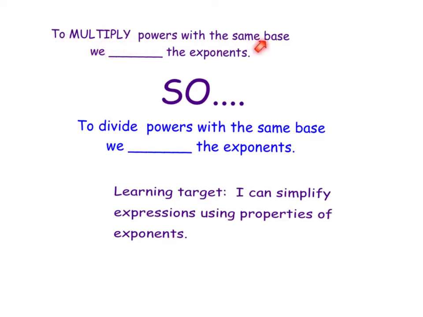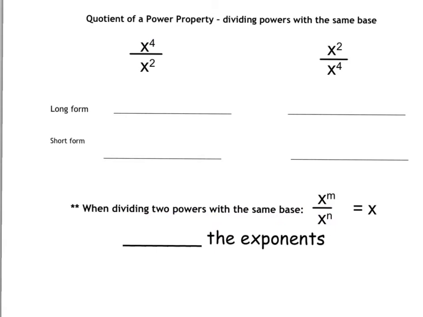So let's think about what we know. To multiply powers with the same base, we add the exponents. So it makes sense that when we divide powers with the same base, we do the opposite and subtract the exponents. And that is a lot of what you're doing today. So like with multiplication, let's write it out in the long form and the short form.